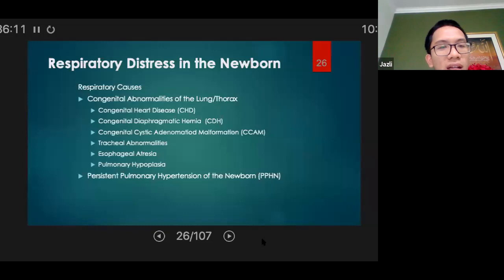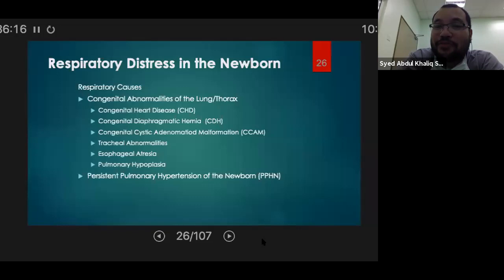Okay, the hyperoxia test is used to differentiate between pulmonary causes of cyanosis or poor saturation, to differentiate between a pulmonary cause and a cardiac cause. So basically, like cyanotic congenital heart disease. If the child's saturation is persistently not that good and you're not sure whether it is pulmonary or cardiac, you do the hyperoxia test.